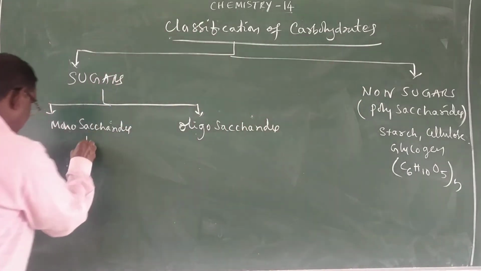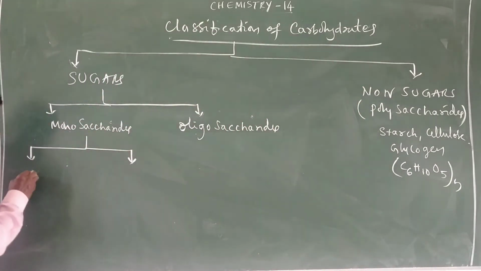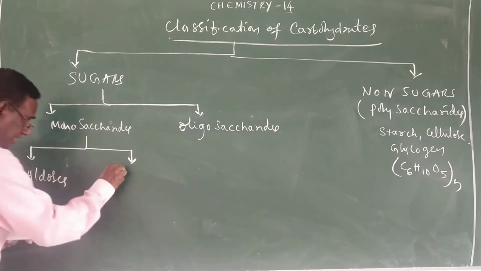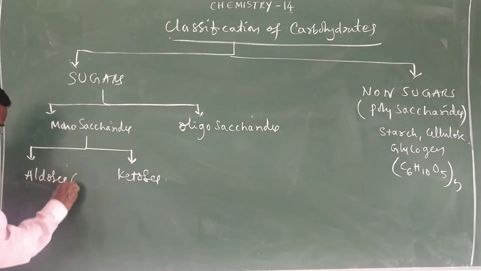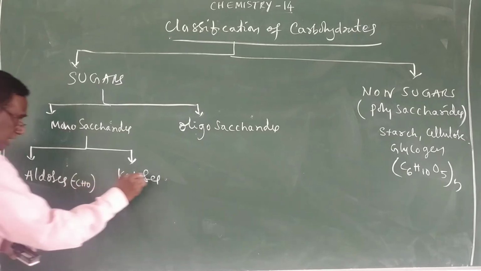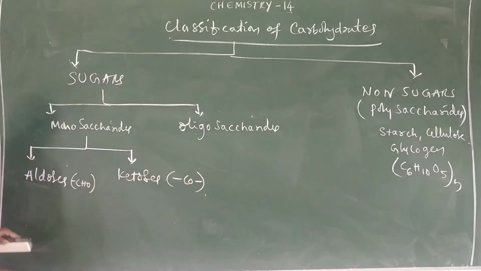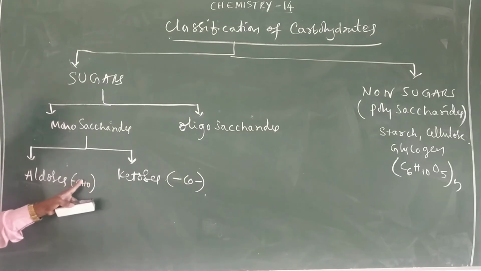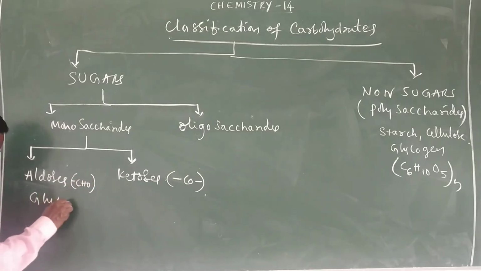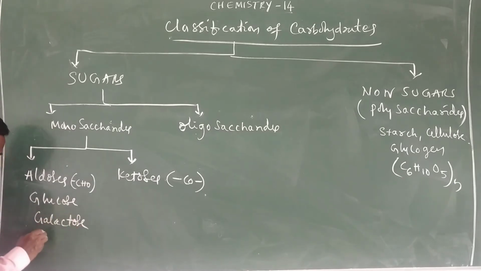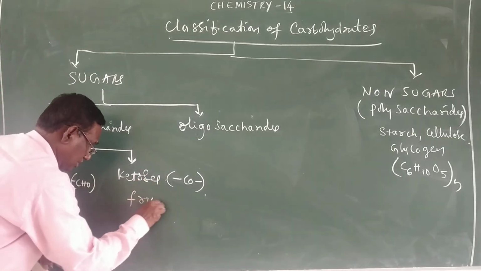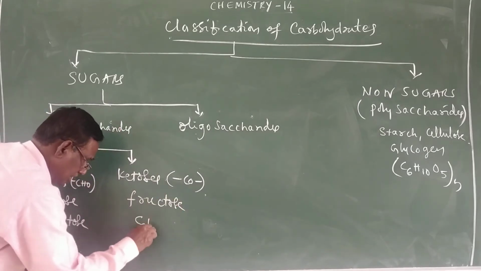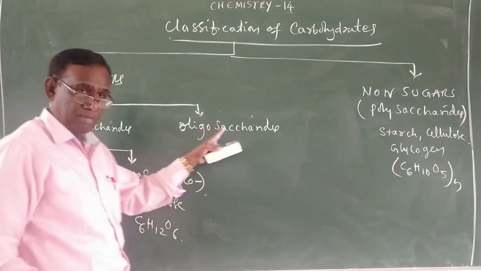So these monosaccharides are further classified into two classes. One is aldoses and the second one is ketoses. Aldoses contain an aldehyde group. Ketoses contain what? Ketone group. Examples of aldoses are glucose and galactose. The formula is the same, C6H12O6. Ketose has only fructose as an example. The formula is the same, C6H12O6. Coming to oligosaccharides.